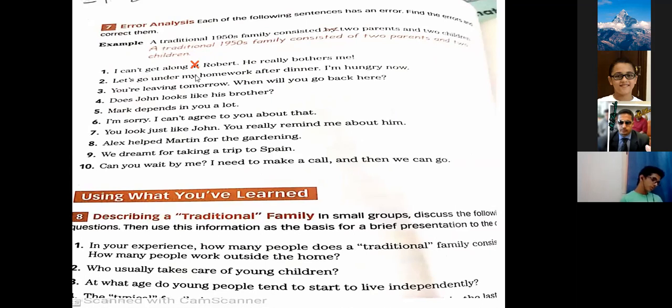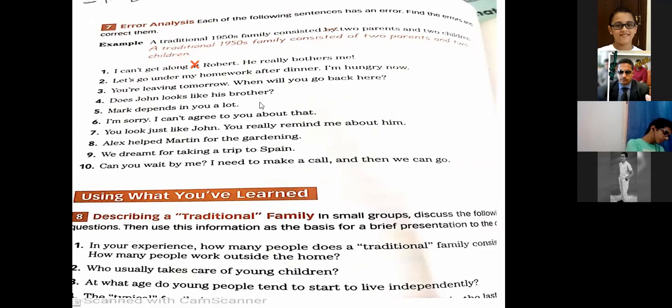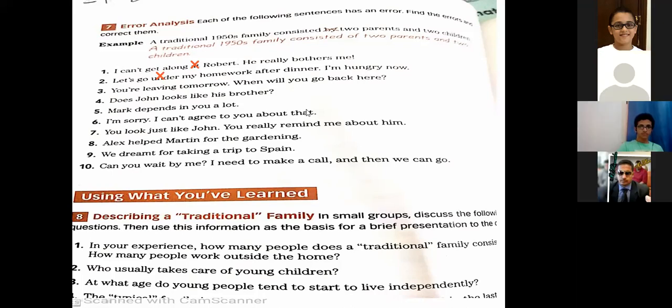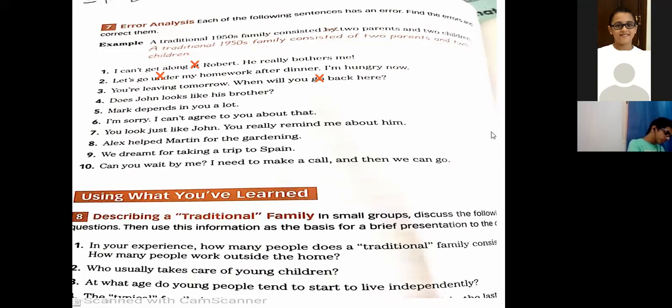Omar, number two: let's go under my... Let's go over. Instead of under, it would be over. Yes, excellent, Omar. It means check or review. The next one, number three. Khalid Mustafa: You are leaving tomorrow. When will you go back here? Go should be come. Excellent, it will be come.